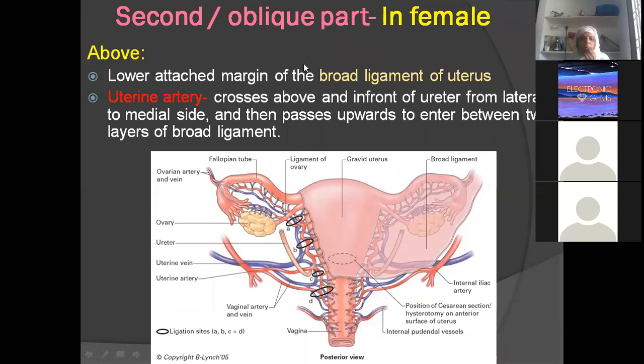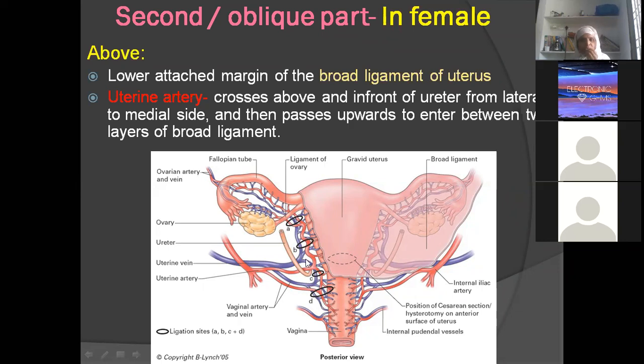Okay, second or oblique part in females. The lower attached margin of the whole of the uterus is covered with peritoneum, which is actually called the broad ligament. Inside the broad ligament only we will see the ureter and uterine artery. So the uterine artery crosses above, you can see, and in front of the ureter. Okay, above and in front of the ureter like this.